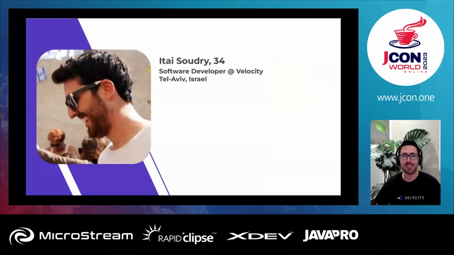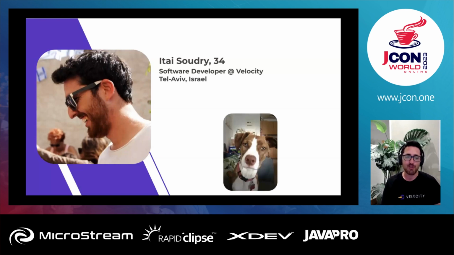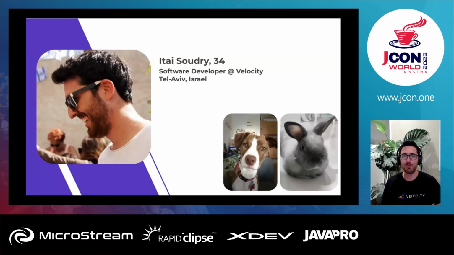So first, let me introduce myself. My name is Itai. I'm a software developer at Velocity. I live in Tel Aviv, in Israel, with my wife Mor and my dog Leah, and the Lord of the house, Snuggles, whom we will hear about later in the talk.